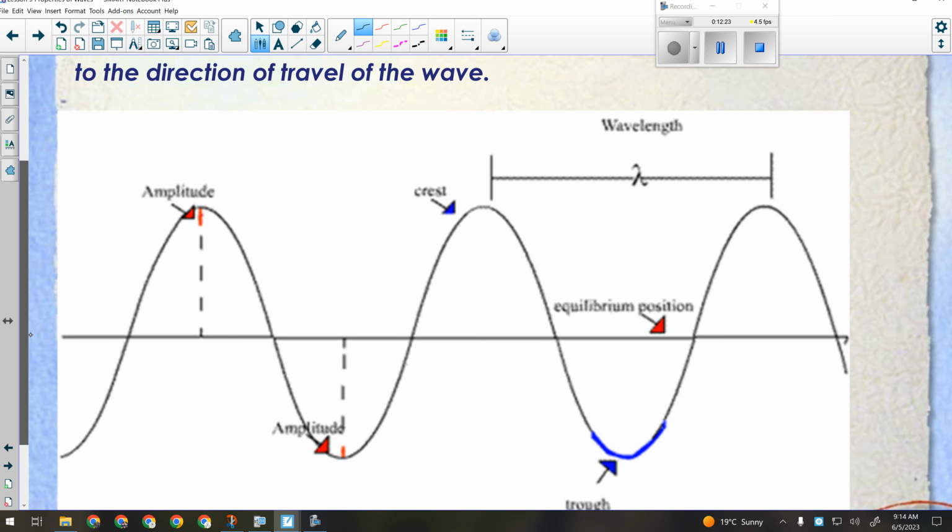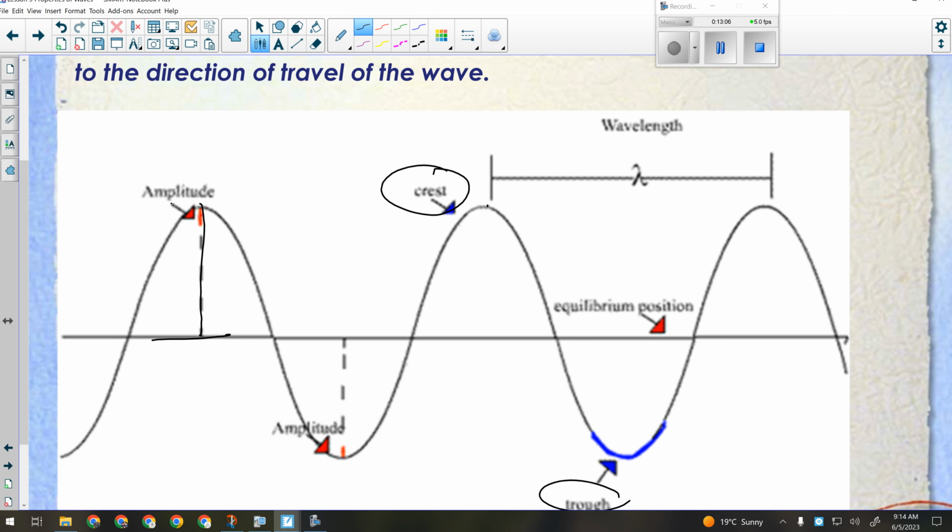Now, terminology here, not new, but applied to waves. The maximum displacement of the medium in which the wave is traveling from its equilibrium position is still called the amplitude, just as it was in simple harmonic motion. The upward part of a wave is called the crest. The downward part of the wave is called the trough. And then obviously we have the equilibrium position. And the distance from one point on a wave to its next equal point is one wavelength, because that's the length of one complete cycle of the wave.